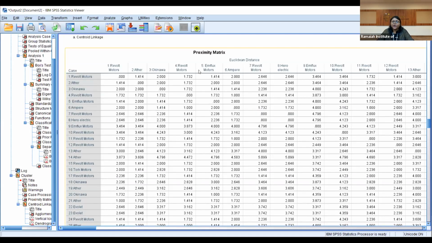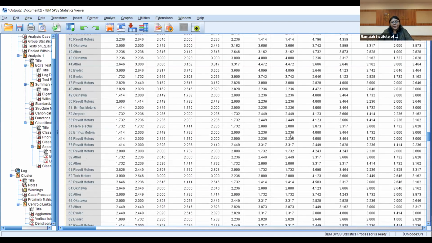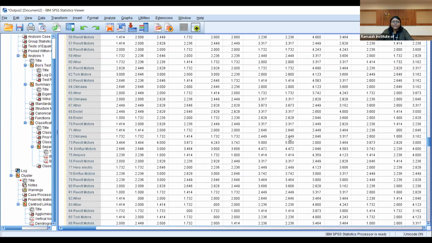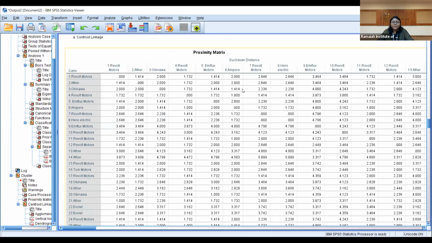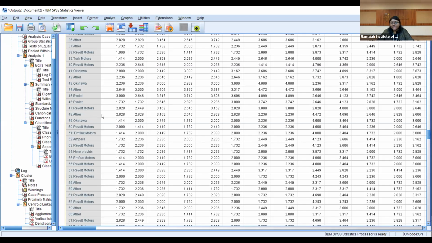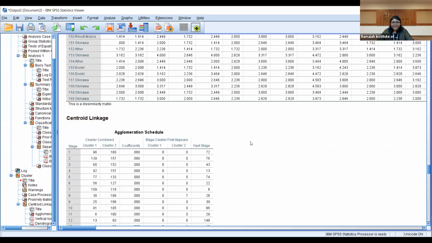Now after that, in the proximity matrix, you will see for all the data, that means for all these 160 data, it will give you a matrix. In this matrix, you will find out for each of these what is the correlation between them. So this is your proximity matrix. Now in this case, if you notice, just below it, it is written this is a dissimilarity matrix. That means the matrix that we have considered is not similar.